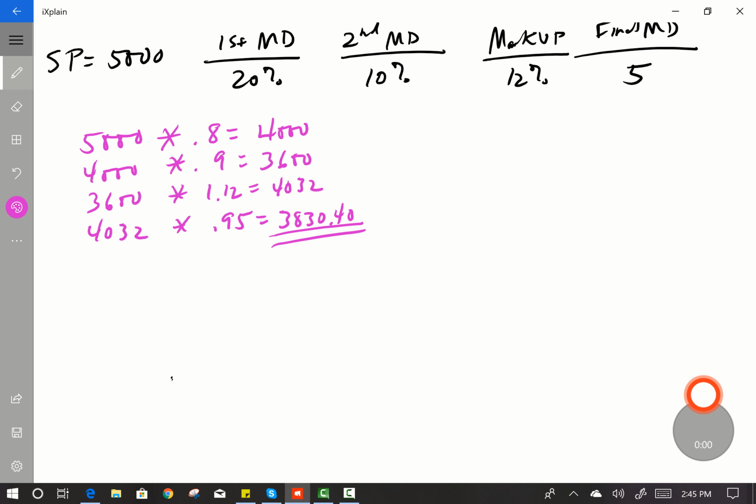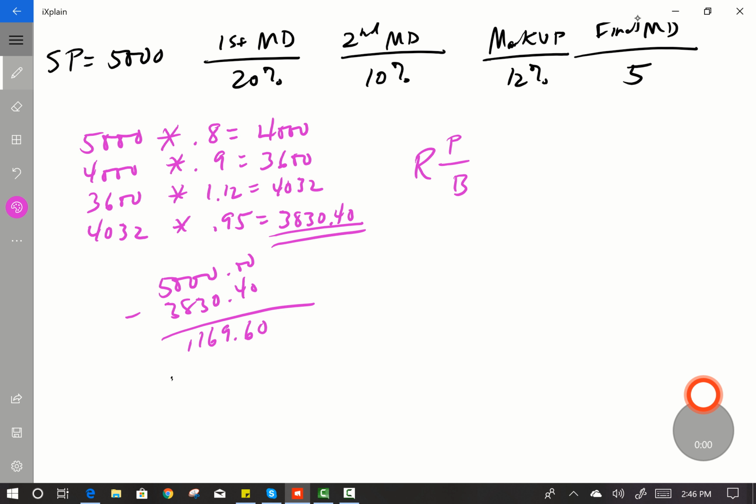Okay, so it wants to know, calculate the final selling price to the nearest cent and then the markdown percent to the nearest hundredth percent. To find the percent, that's rate, which is equal to part divided by base, and the part is the amount of the markdown. So the difference between $5,000 and $3,830.40 will give you $1,169.60. So that's the amount of the markdowns and the markups.